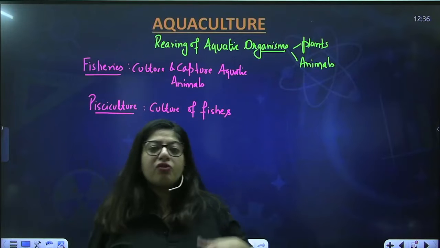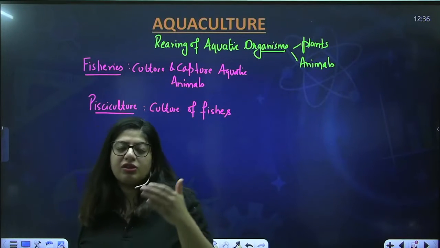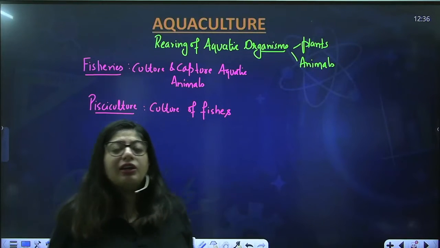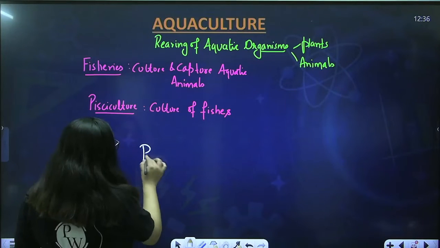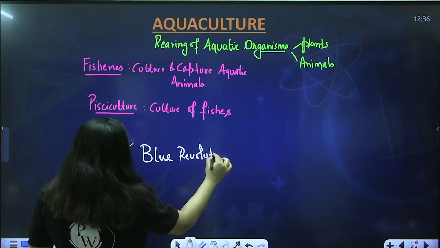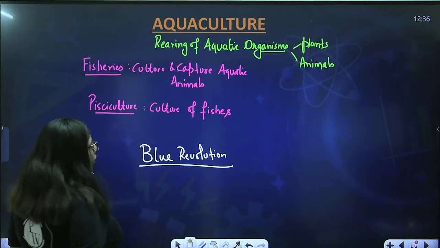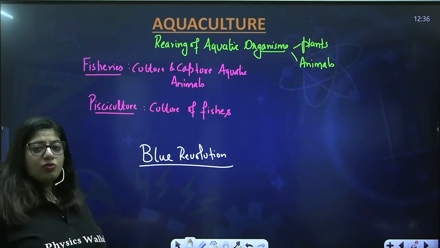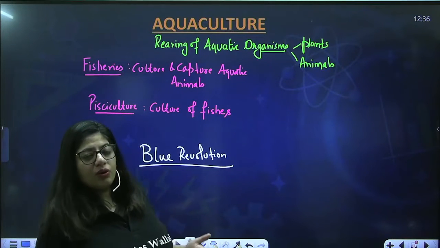A lot of improvements have taken place in this industry year after year and led to the blue revolution, just like the green revolution in the plants. So blue revolution is related with aquaculture. Okay, so now what type of fish you want to rear, which area has better quality of fish?